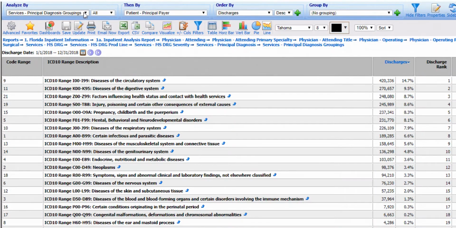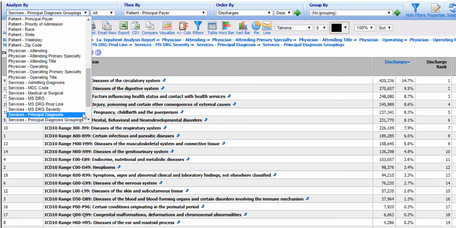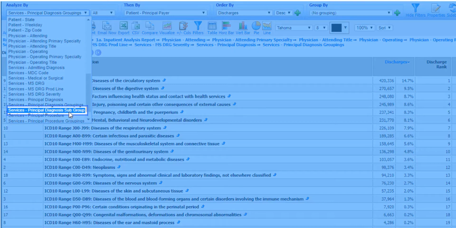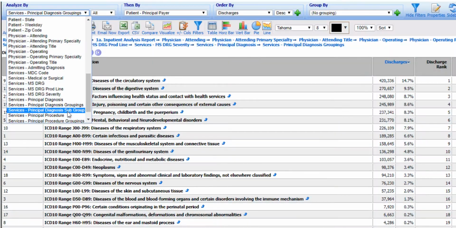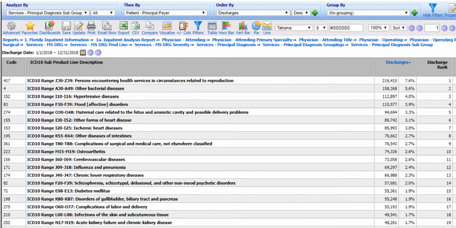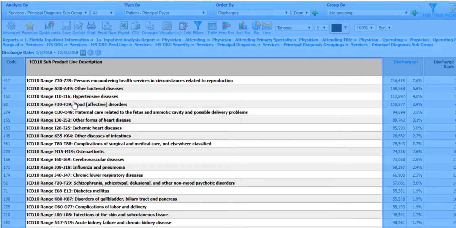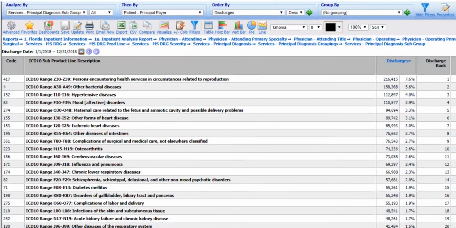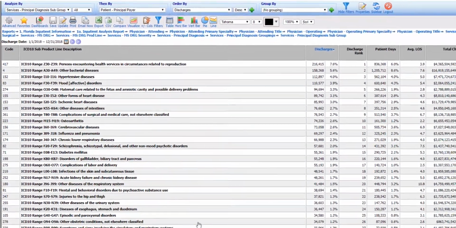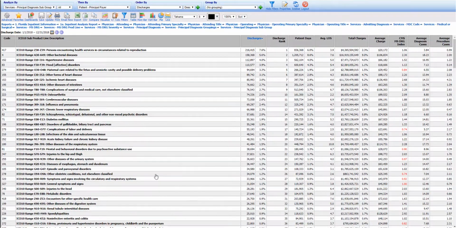The next field is another value-added field that shows principal diagnosis groupings, but on a more granular level. Here, you can search for ICD-10 ranges that are a subgroup of the principal diagnosis groupings. As a result, you can find those ranges that are specific to symptoms, diseases, and infections. You can get a feel for these definitions here.